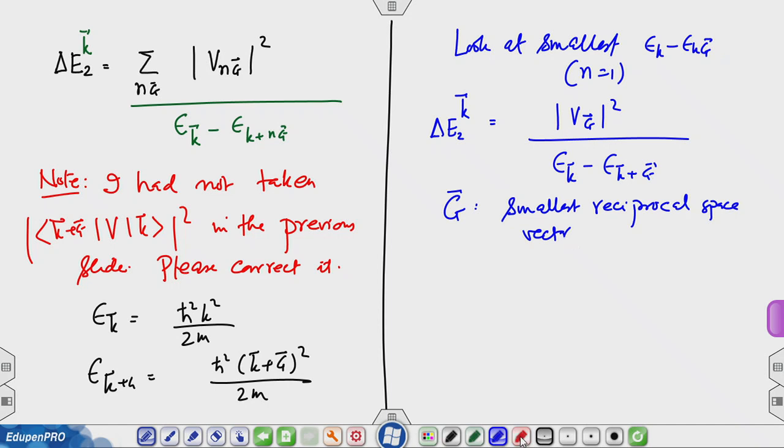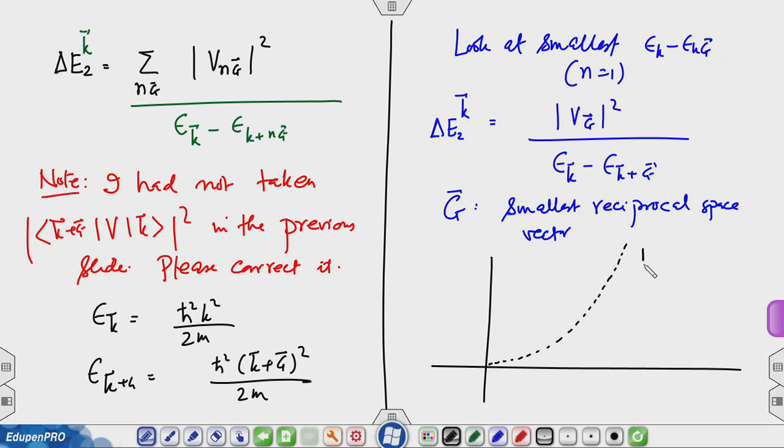So this is fine. What I can do is, let me just focus on positive k. I can take the energy, which was the unperturbed energy, h cross square k square over 2m, and add the second order energy to this. So there will be some slight modification. Something is happening until I hit k equals g by 2. And there is a problem.